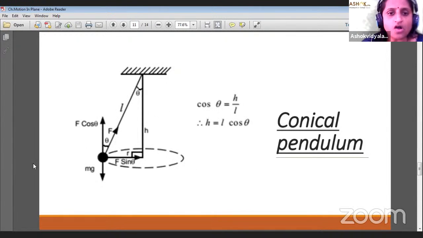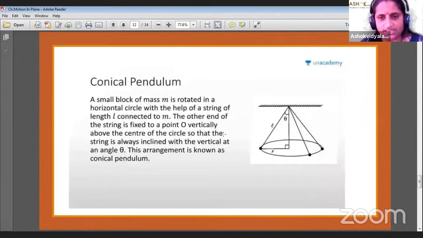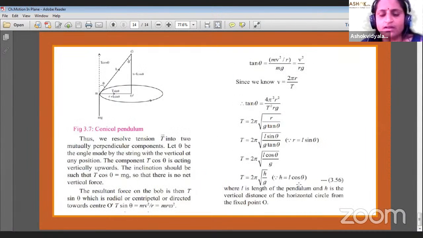But here cos θ is nothing but h upon L. Therefore, h is equal to L cos θ. We have already seen that. Therefore, T is equal to 2π under root h upon g, where L is the length of the pendulum and h is the vertical distance of the horizontal circle from the fixed point O. This is the expression for the conical pendulum.